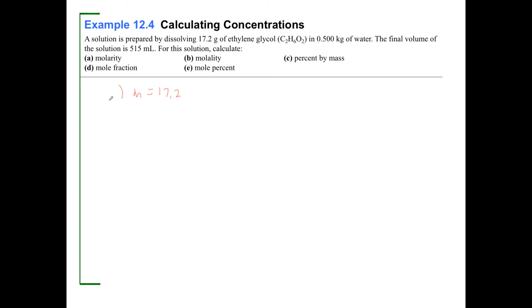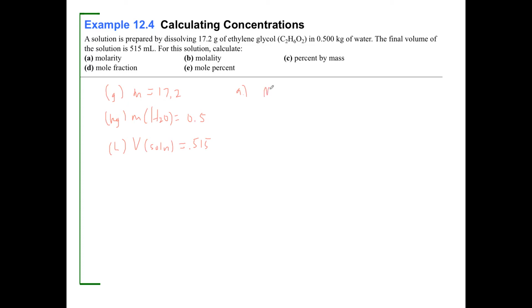17.2, I'm going to write this in grams over here, okay? Grams. And the mass of water in kilograms is equal to 0.5. All right, the final volume of solution is equal to 515 mL. I'm going to do this in liters, okay? For this solution, okay, molarity. So we've got a lot of things to calculate here. So first of all, molarity.